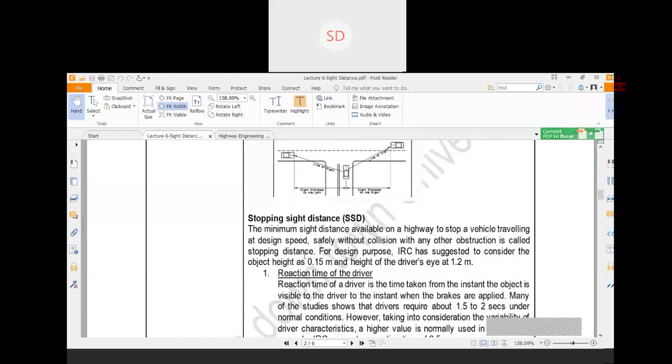Now coming to our next portion, stopping sight distance. As the name suggests, it is the sight distance required to stop a vehicle. Now let us go with the definition.